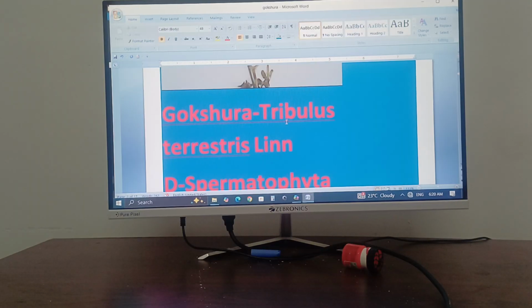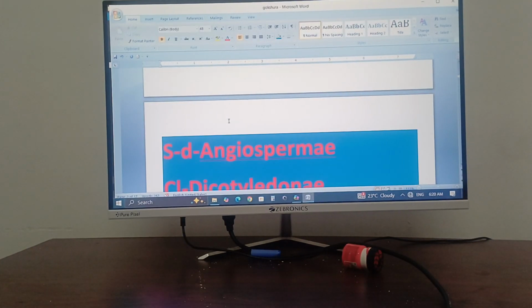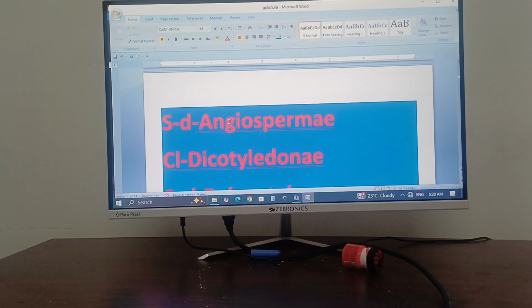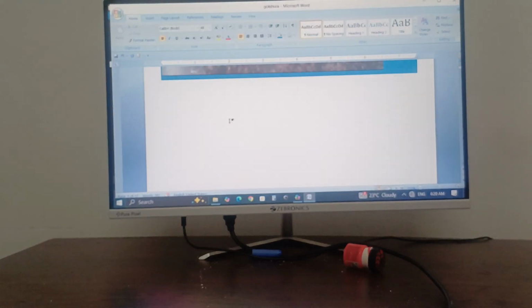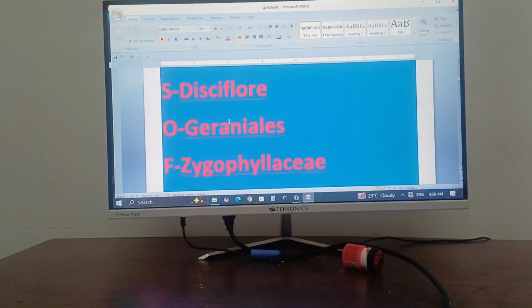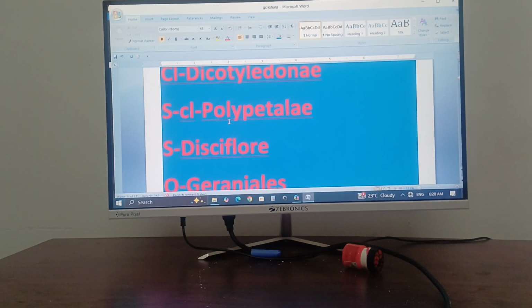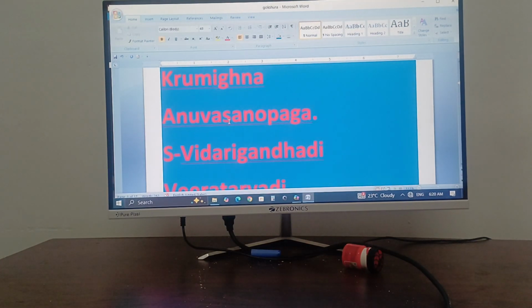Gokshura, Tribulus terrestris, Zygophyllaceae family. Division Spermatophyta. Subdivision Angiospermae. Class Dicotyledons, two cotyledons will be there. Subclass Polypetalae, petals are free. You can watch very clearly here how petals are free. Now it comes under the series Disciflorae, order Geraniales, family Zygophyllaceae. How it is described in Ayurveda, we will see now, in a brief manner.